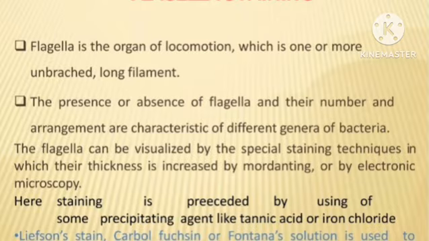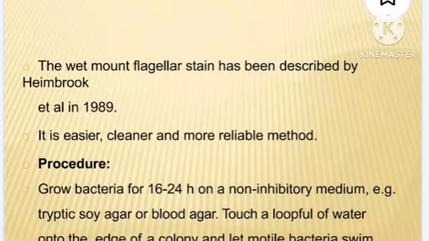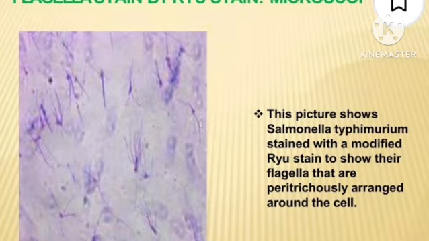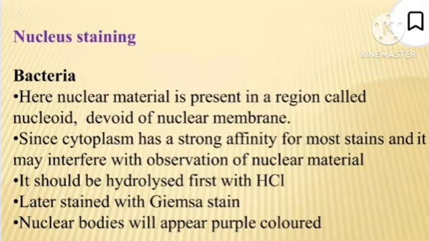Flagella are the organs of locomotion, one or more unbranched long filaments. The stain uses a mordant such as tannic acid. The wet mount flagella staining was described by Heimbrook et al. in 1989, an easier, cleaner and more reliable method. This picture shows Salmonella typhimurium stained with a modified Ryu stain to show their flagella, which are peritrichously arranged around the cell.